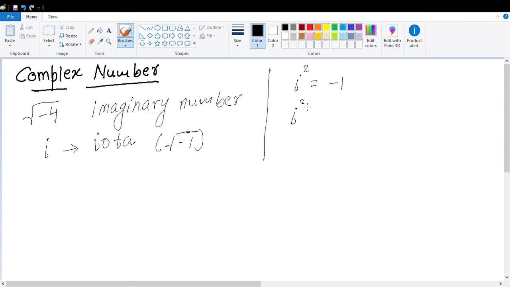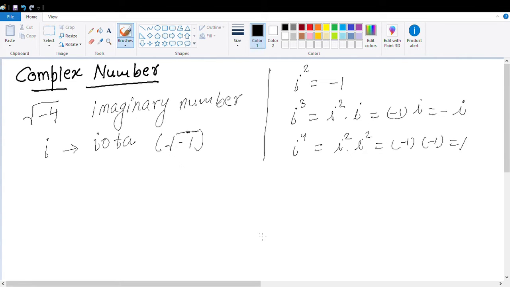i power 3 will be equal to i square multiplied by i, means minus 1 multiplied by i, which is minus i. And i raised to the power 4 is equal to i square multiplied by i square, means minus 1 multiplied by minus 1, which is equal to 1.